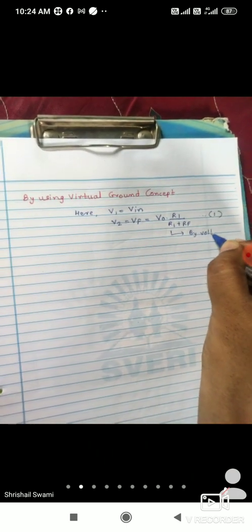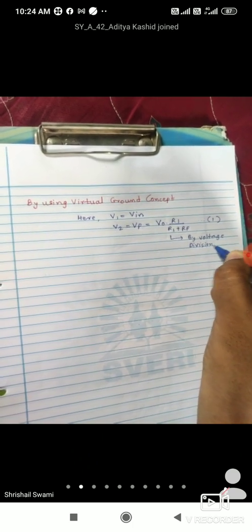So here V1 is equal to V in and V2 is equal to Vf, which is equal to total voltage V0 into R1 divided by R1 plus Rf. So this we can give as equation number 1. Okay, so how can we get this one? By voltage division in the feedback network.